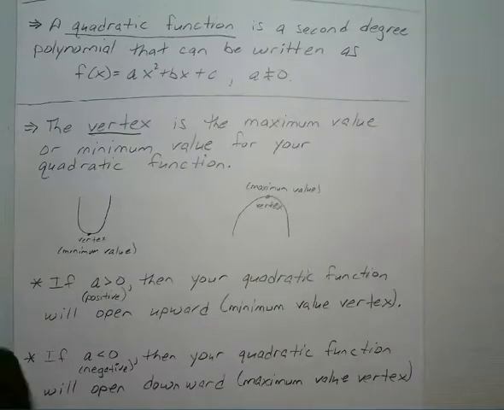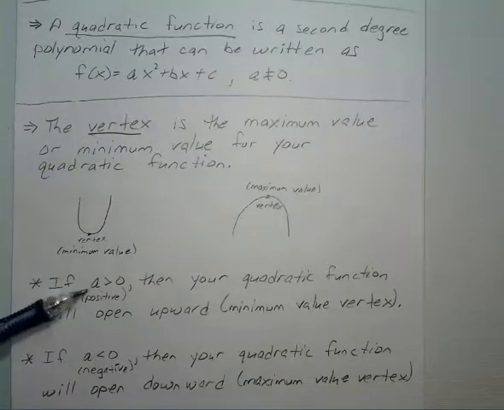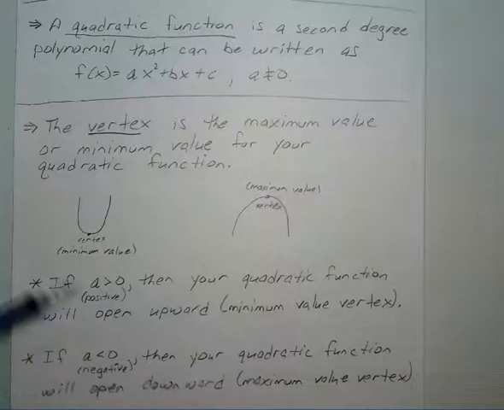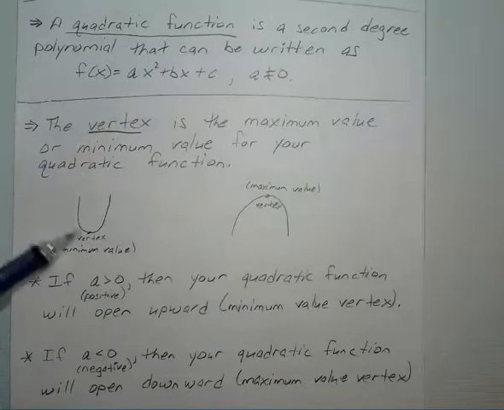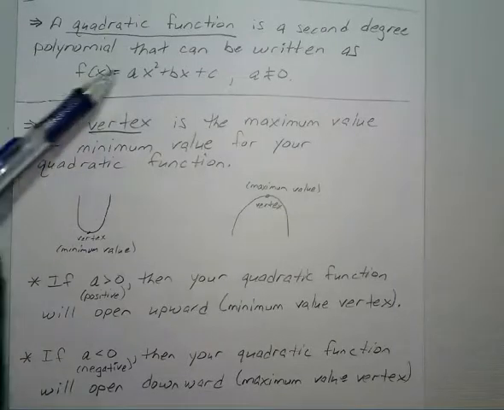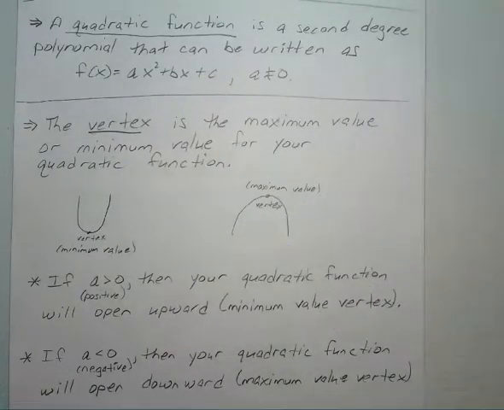Now, when you have your quadratic function, if your a is positive, then your quadratic function will open upward. So if this is a positive value, your graph will look something like this. But if your a is a negative value, then your graph will look something like this. That will definitely come in handy. First let's look at a couple of examples. If you're still writing, please feel free to press pause, but we're going to go ahead and move on.